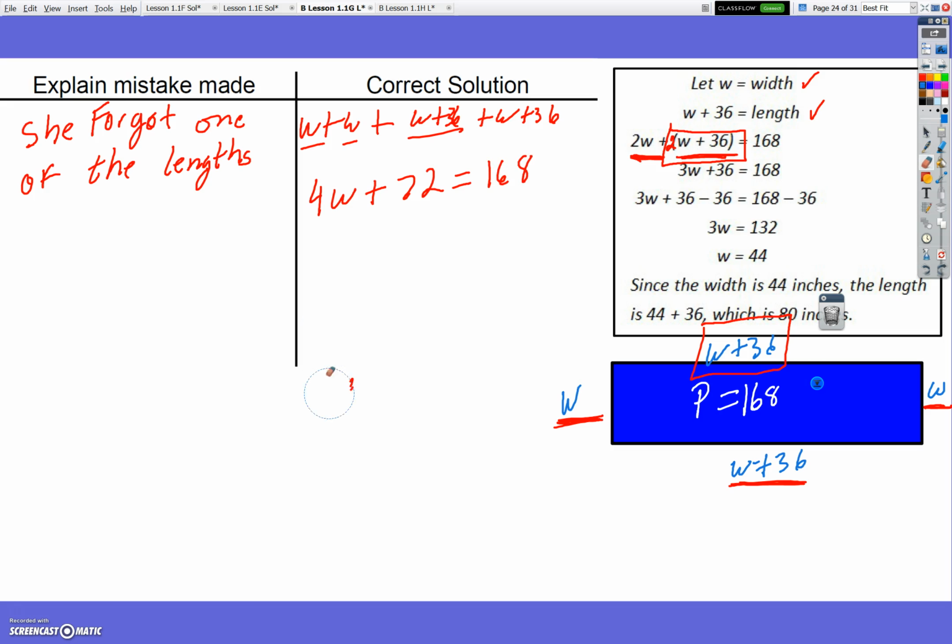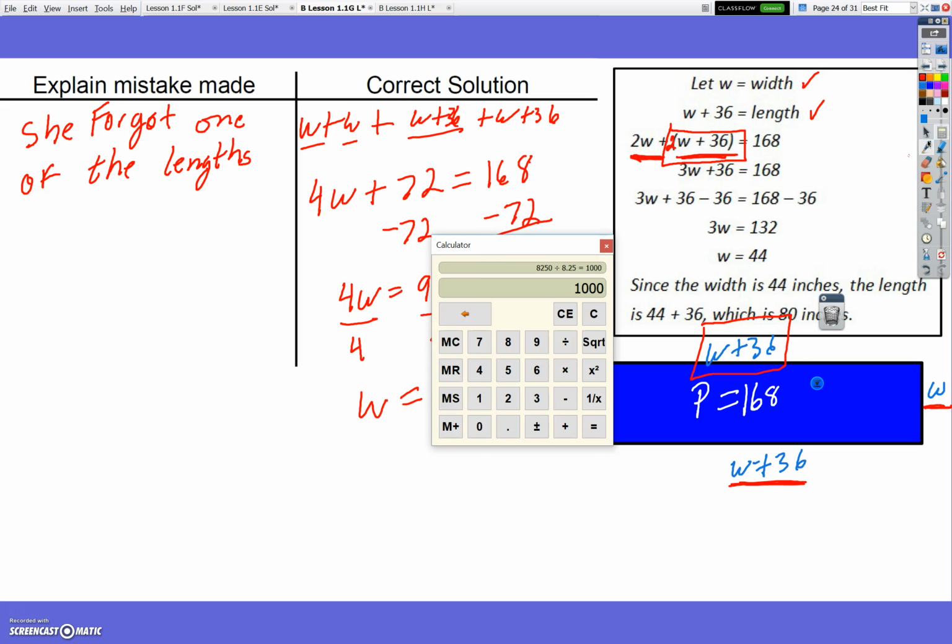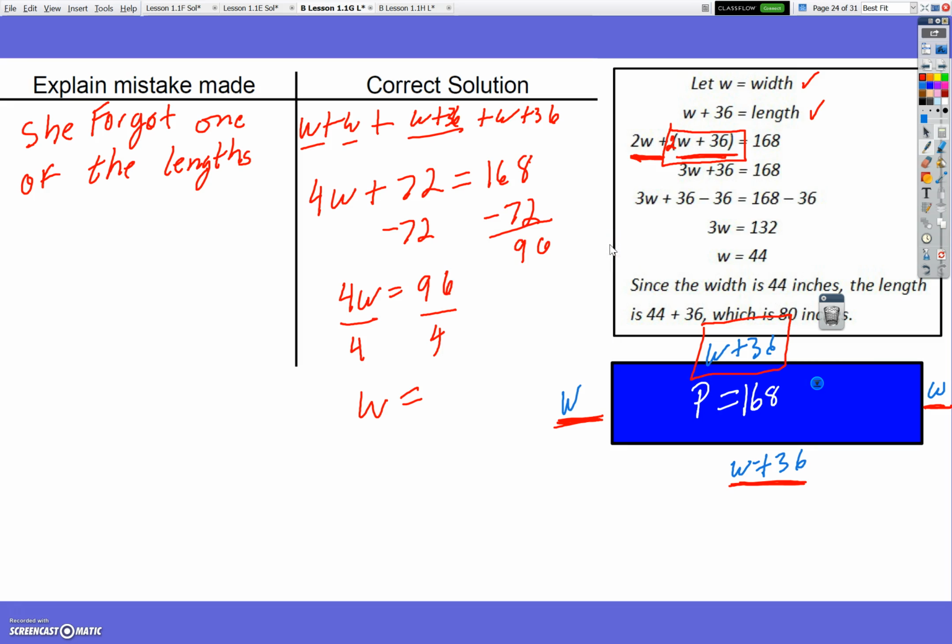So from there now, I'm just going to solve for W. I'm going to minus 72 on both sides. And that will give me 4W is equal to, and all we're going to do is subtract these. 8 minus 2 is 6. 16 minus 7 is 9. So I have 4W equals 96. Then going to divide both sides by 4 to get W equals, let's bring up our calculators, 96 divided by 4 is 24. So that means the width of this table is 24.